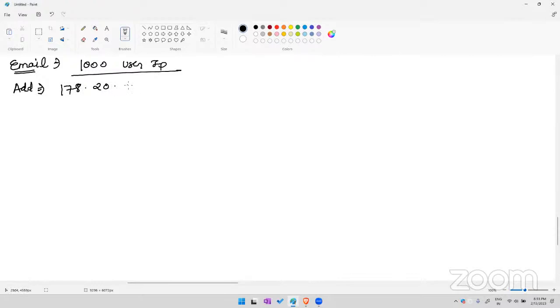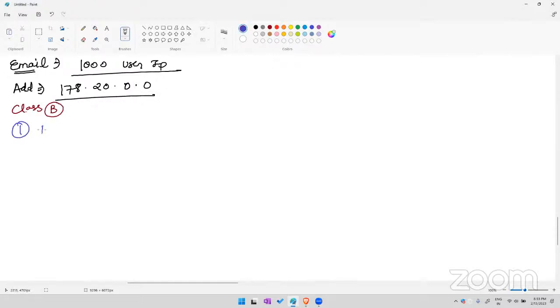Now next task. Again, for example, if you are receiving an email, and in the email someone says, I just need to get 1000 user IPs. How to resolve? First, we are getting the address from the admin, 178.20.0.0. Now, which class do we need to follow? Class B. How to follow?